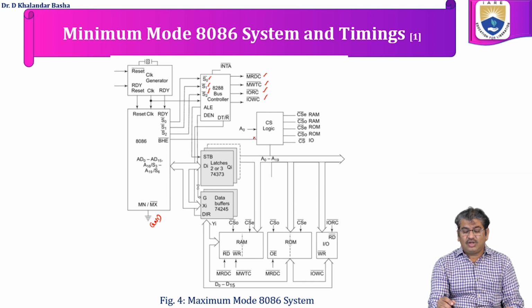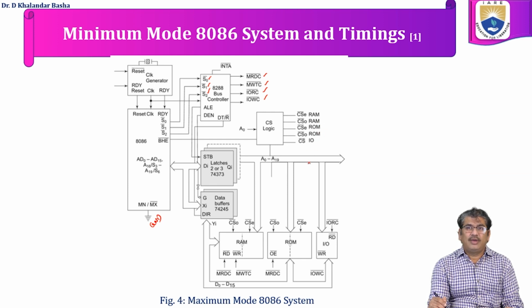Next, the CS logic will be generated by using BHE bar and A0 for enabling the even address or odd address of RAM. Similarly, even address and odd address of ROM blocks, apart from enabling IO devices.